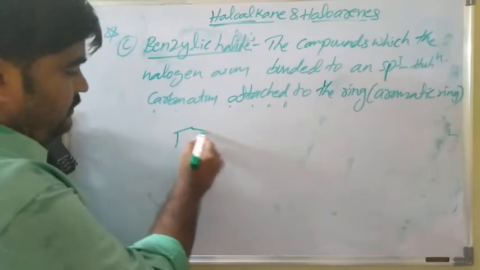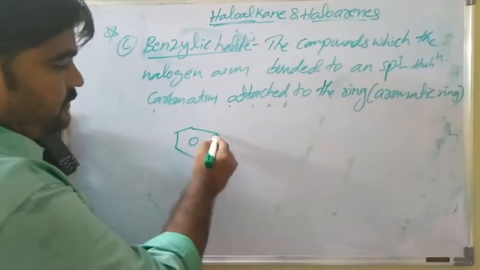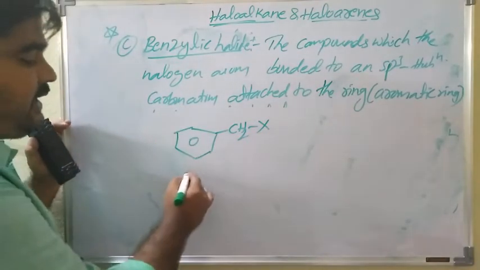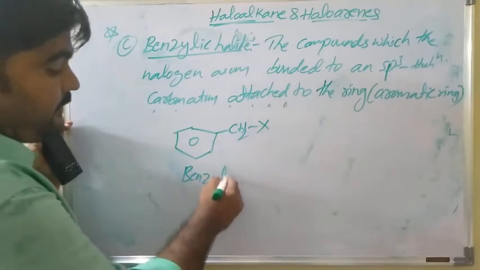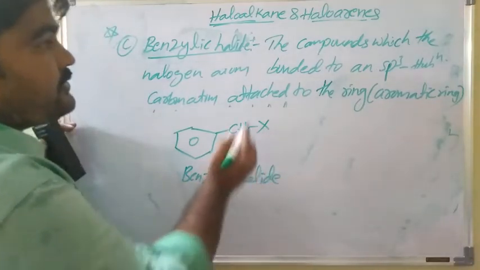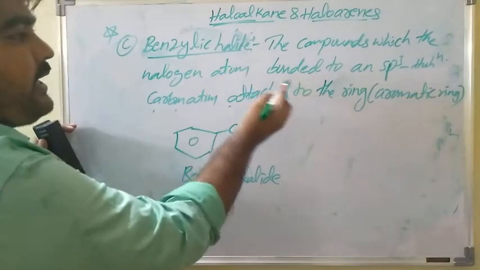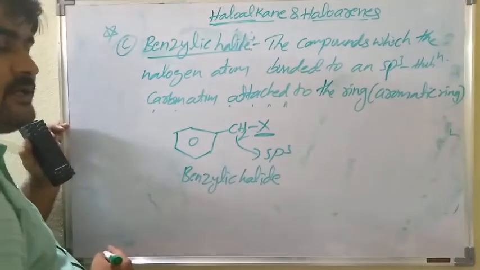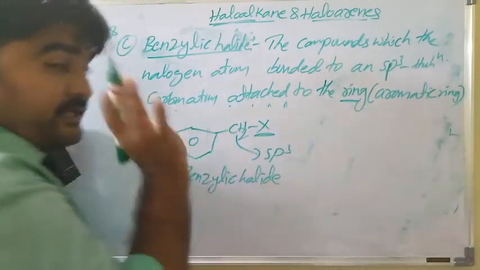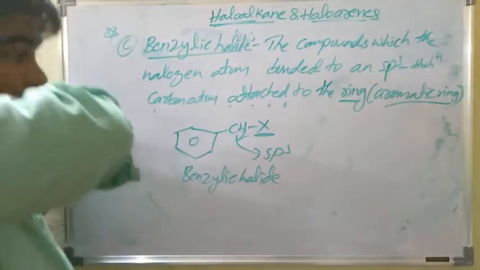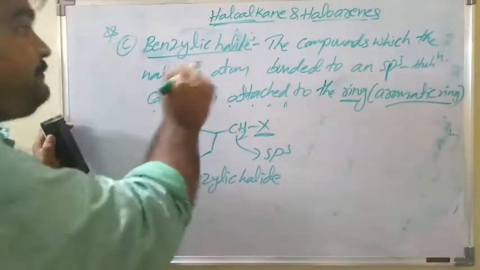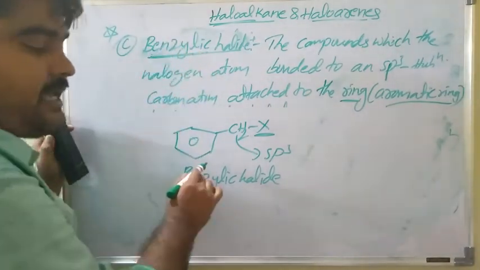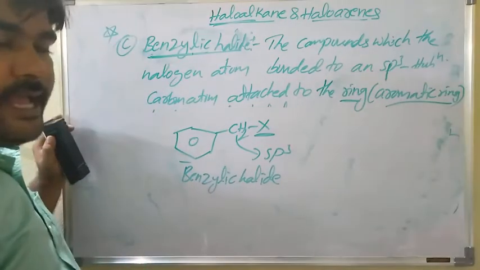See, this is benzene, CH2X. What is this? Benzylic halide. The halogen atom is bonded to this carbon, which should be an sp3 hybridized carbon atom, and attached to the ring. Ring means aromatic ring only. The name itself, benzylic, has the benzene thing in it. So this is called benzylic halide. You can take this also.